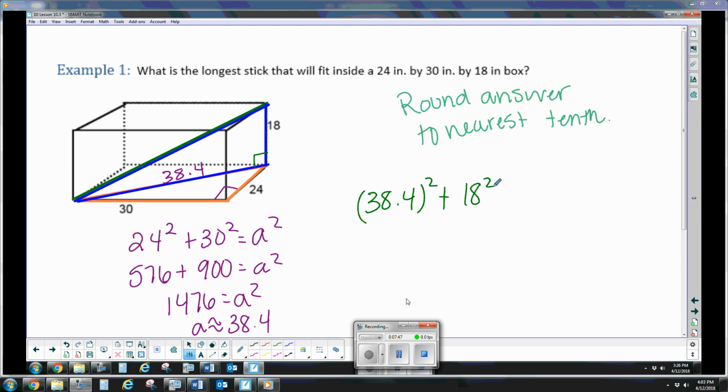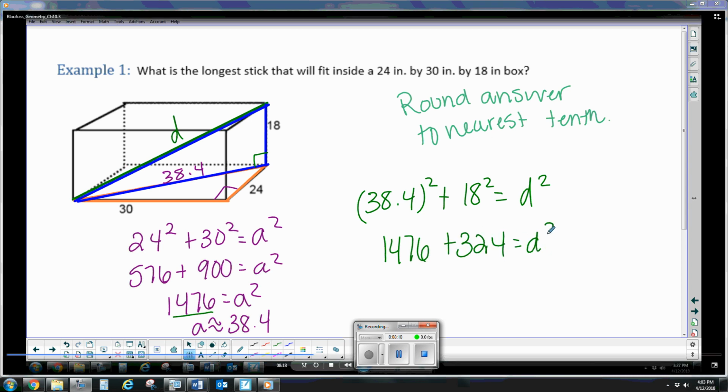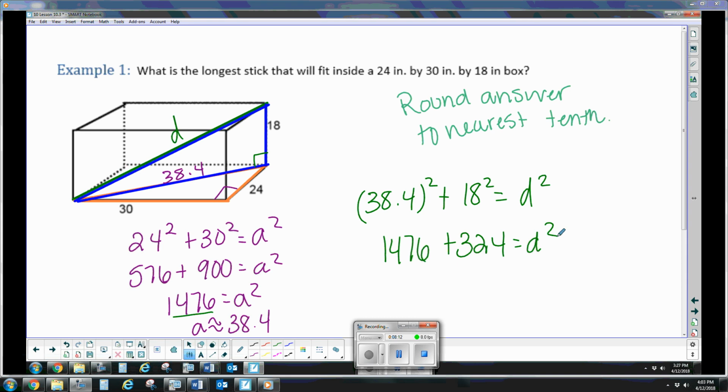So our first leg, 38.4 squared, plus our second leg, which is 18, that's the height of the box, squared, is equal to d squared. 38.4 squared we know is 1476. And we're going to add 18 squared, which is 324, and that equals d squared. So 1800 is equal to d squared.